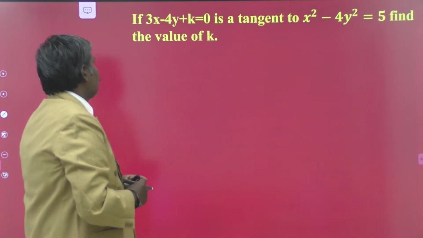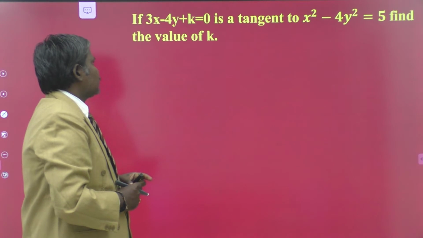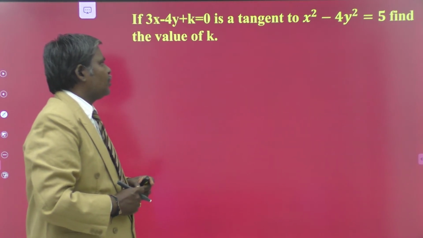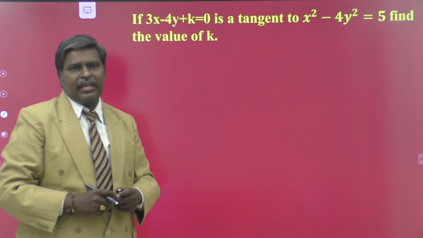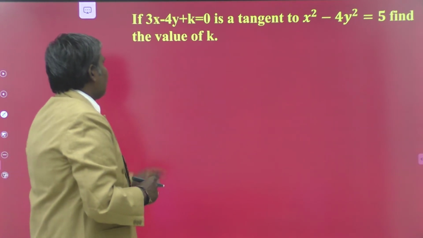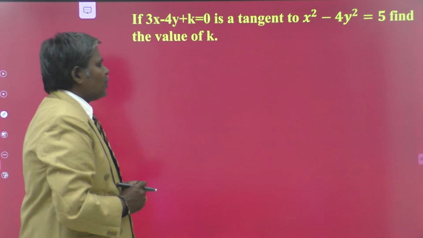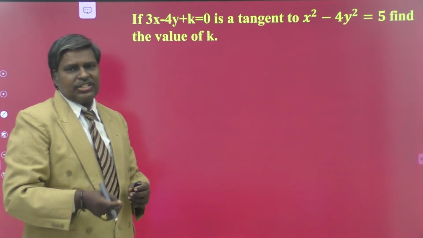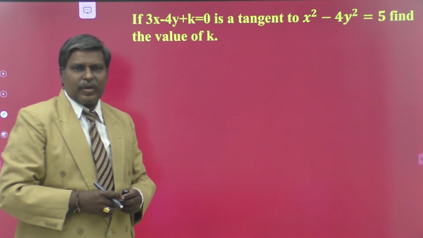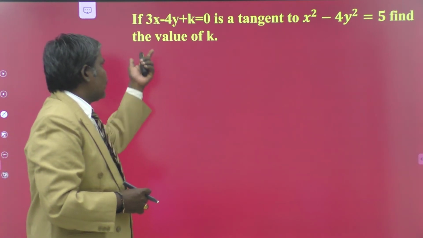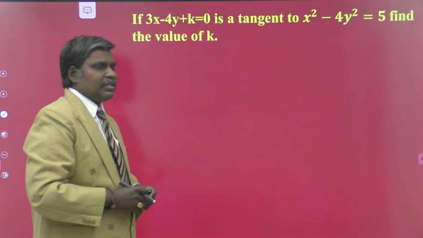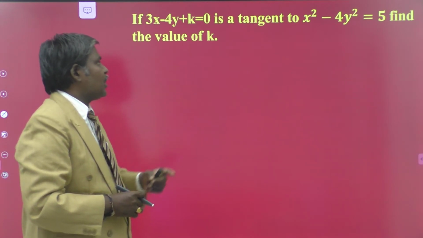Now let us see this question. If 3x − 4y + k = 0 is tangent to the hyperbola, then find the value of k. You can write this in the form y = mx + c. You can apply the condition c² = a²m² − b², or just use what we proved, the condition that the line Lx + my + n = 0 is tangent to the hyperbola.